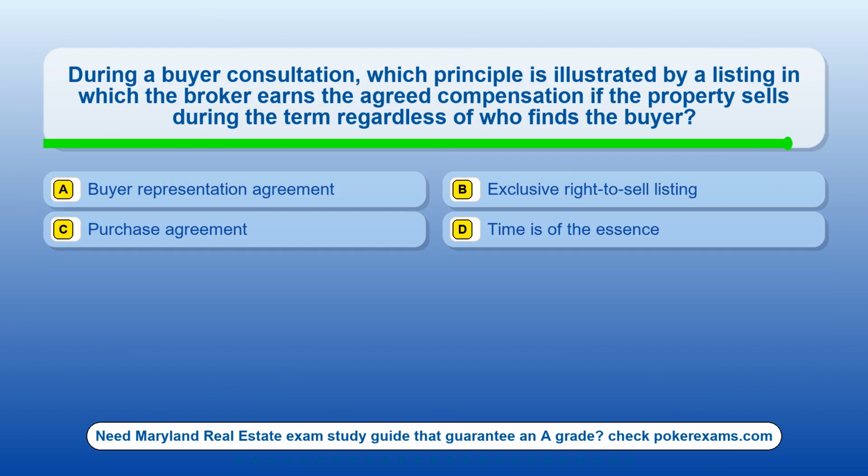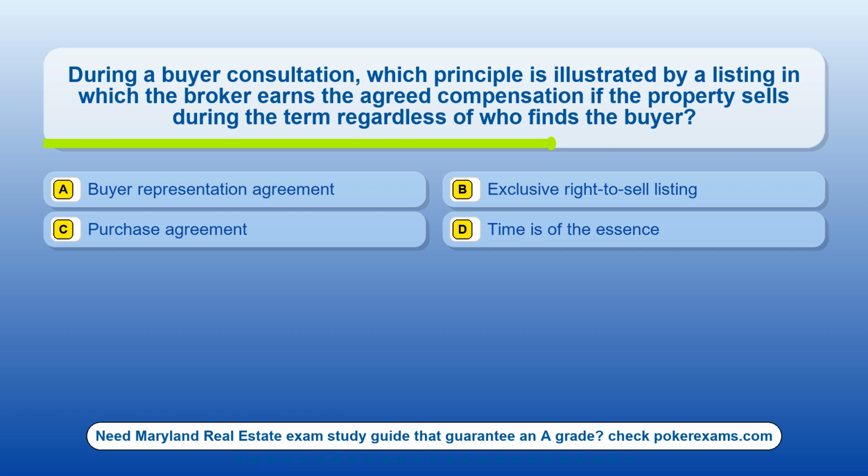Question 11. During a buyer consultation, which principle is illustrated by a listing in which the broker earns the agreed compensation if the property sells during the term regardless of who finds the buyer? Option A. Buyer representation agreement. Option B. Exclusive right to sell listing. Option C. Purchase agreement. Option D. Time is of the essence.